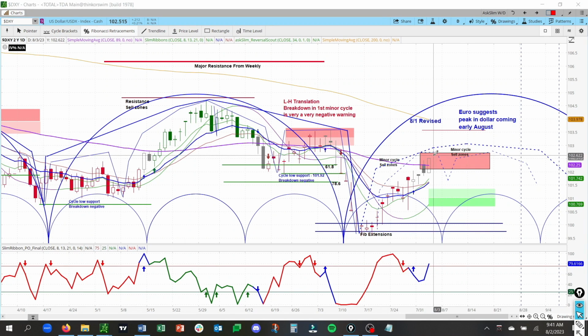For that to happen, let's say we get a pullback here into that low, which is due around 8.7, get a pop that then takes out the low, and then we see a bearish turn down in what is still a neutral slim ribbon. If we see that, that would get more negative, and it would raise the odds that we've seen a high that formed in the US dollar market, and very likely also a low that formed in the euro versus the USD.